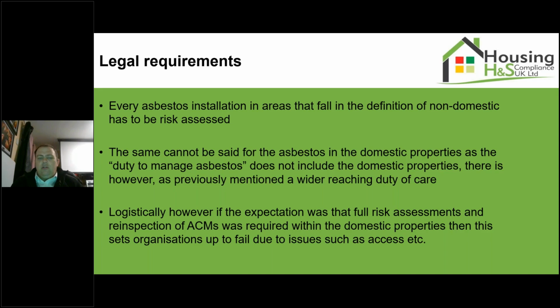There are plenty of other requirements in the legislative circle, if you like, and the wider reaching duty of care. So it doesn't mean we can ignore asbestos in the domestic property, but it means that we don't have to annually re-inspect it. Because, again, as a summary at the bottom there, if we have an expectation that for a large-scale housing association, some housing associations have got 100,000 properties, if it's a legislative requirement that we re-inspect every single item in all 100,000 of those properties, then it is a failure before we even start. So that's something that we need to consider as well.